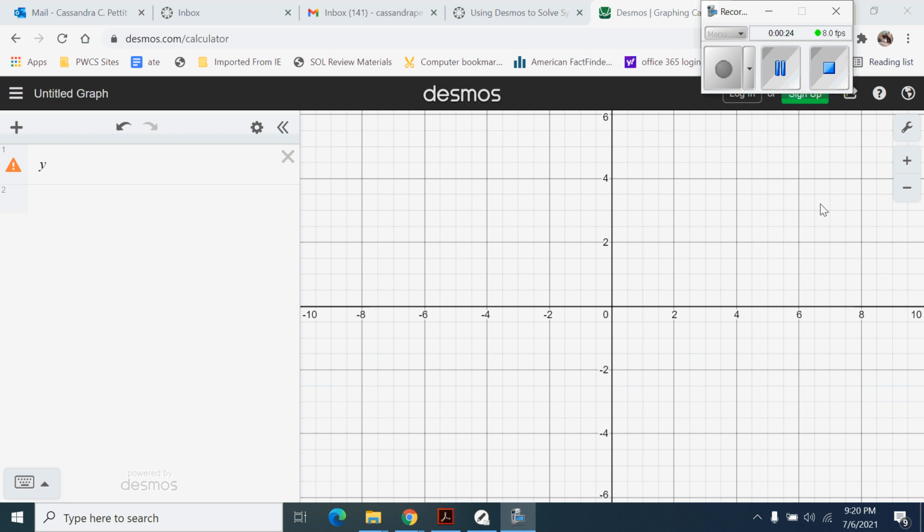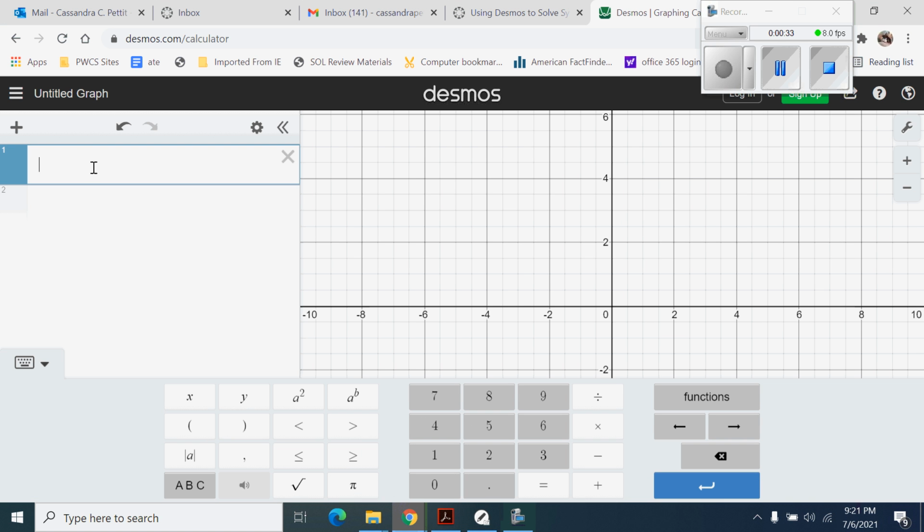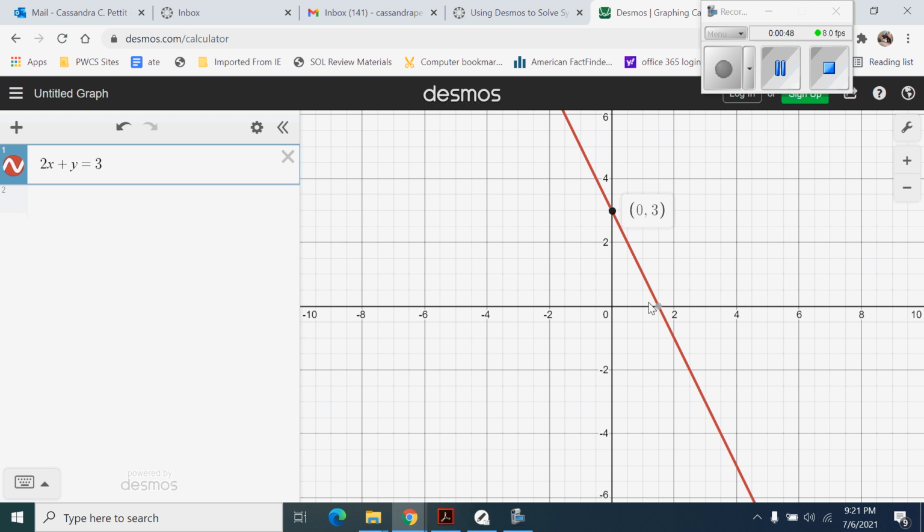So for instance, if I have the line in standard form that says 2x plus y is equal to 3, right? There's my line, okay? And as you can see right here, here's my x-intercept and my y-intercept. So it also comes up with some really key points.